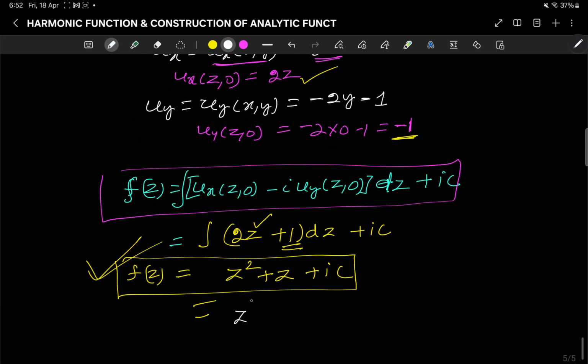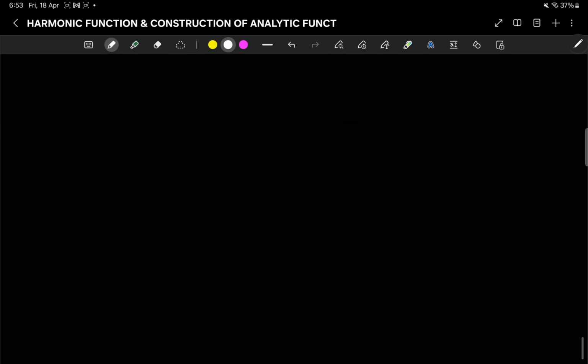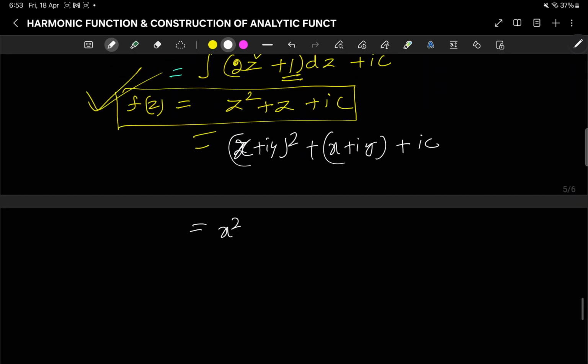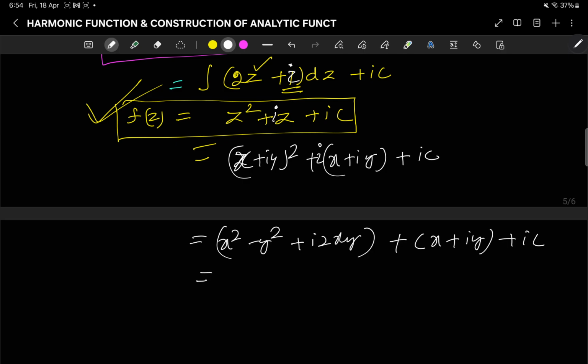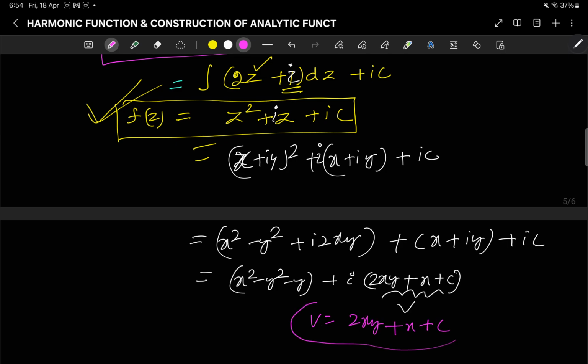So z means x plus iy, square, plus x plus iy plus ic. Now if you open it, it is x square minus y square plus i2xy plus x plus iy plus ic. Now if you separate the real part and the imaginary part, here we have iz, so this is i. We get x square minus y square minus y plus i times 2xy plus x plus c. So this is my v. Therefore my v is equal to 2xy plus x plus c. By Milne's formula it is quite easy.